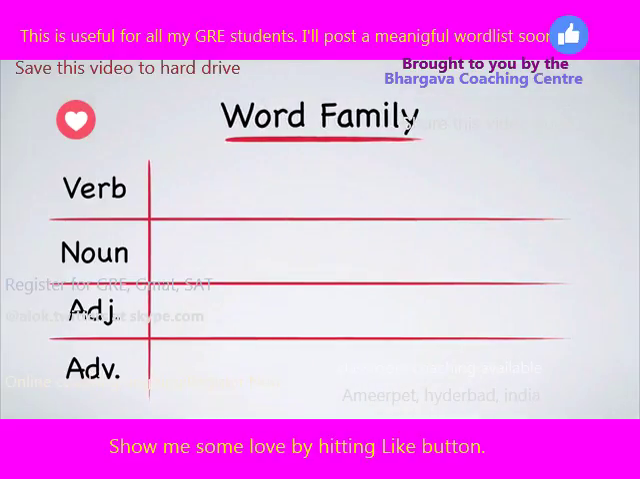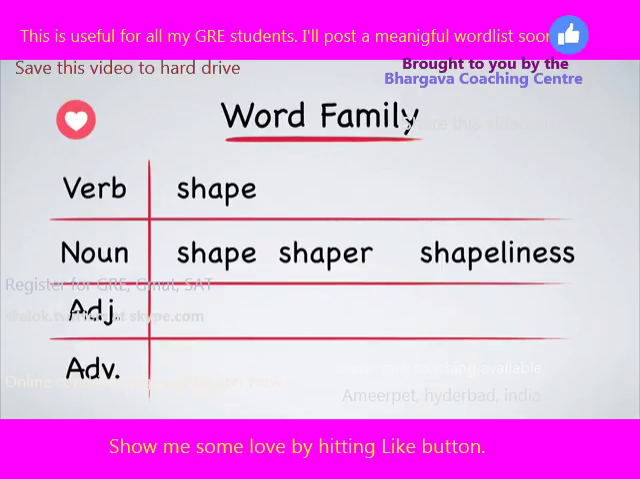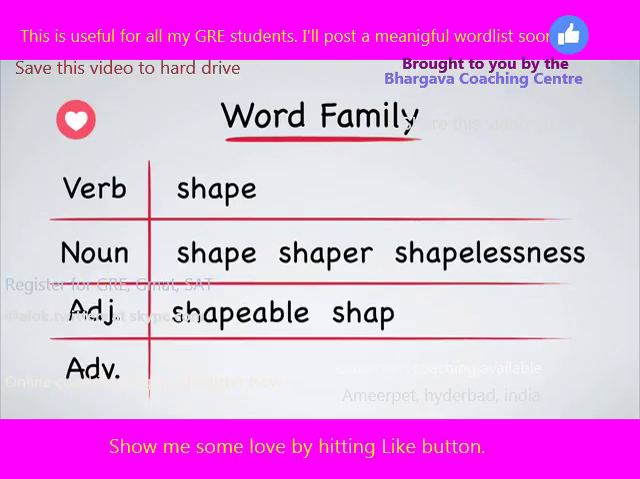Let's take a look at the noun shape. There's also a verb, shape. This means to give shape to something. There are other nouns, shaper, shapeliness, and shapelessness. Then we have the adjectives, shapeable, shaped, shapely, and shapeless.